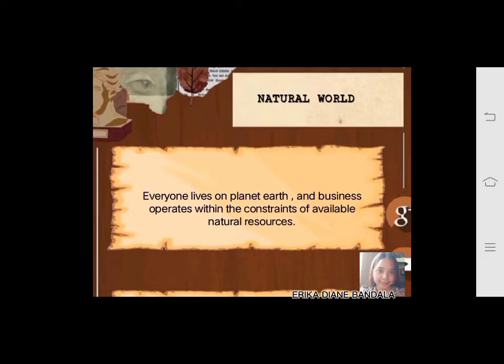So, the next topic is the natural world. Everyone lives on planet Earth, and business operates within the constraints of available natural resources. The examples of natural resources are land, trees, wind, water, and minerals. All businesses, both for-profit and non-profit, need resources in order to operate. Resources are the inputs used to produce outputs, which are the goods or services. They are also called the factors of production.